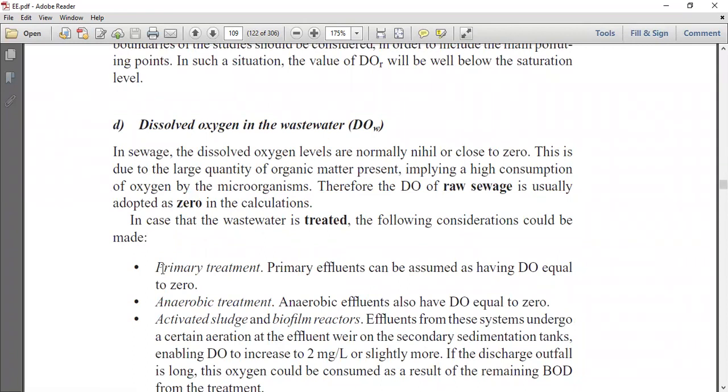Okay. So the next topic is the dissolved oxygen in the wastewater. In sewage, the dissolved oxygen levels are normally nil or close to zero. This is due to the large quantity of organic matter present, implying a high consumption of oxygen by the microorganisms. Therefore, the DO of raw sewage is usually adopted as zero in the calculation.